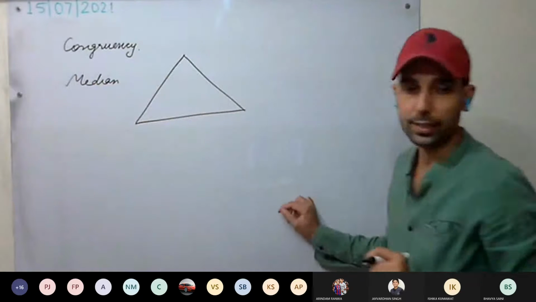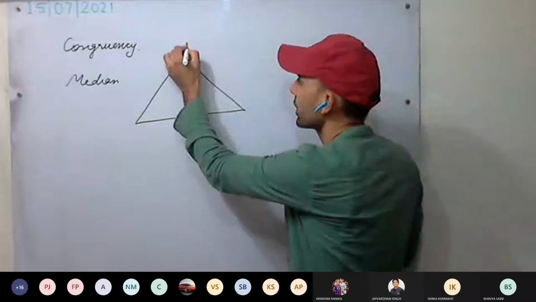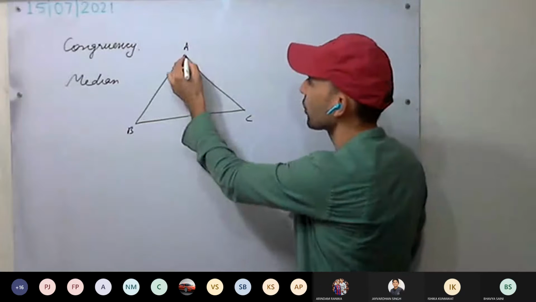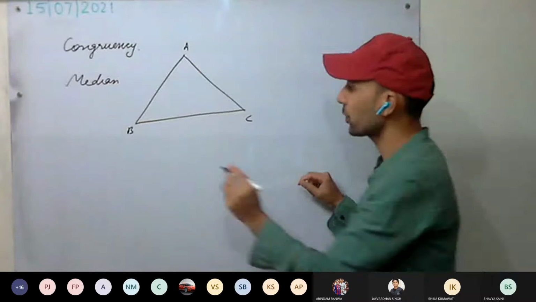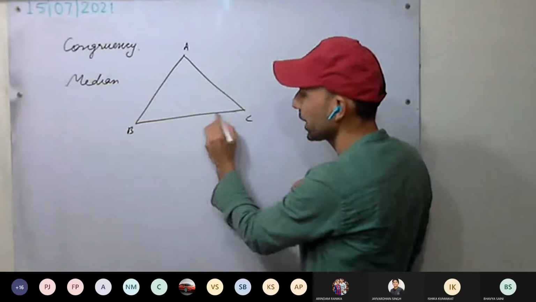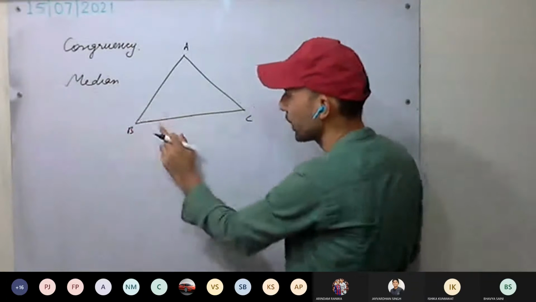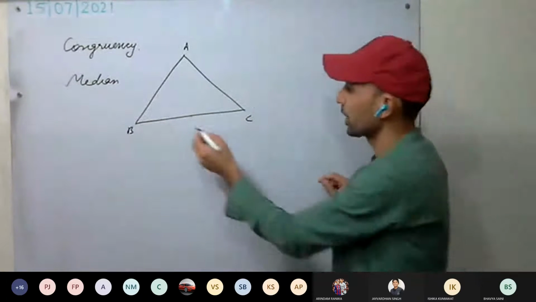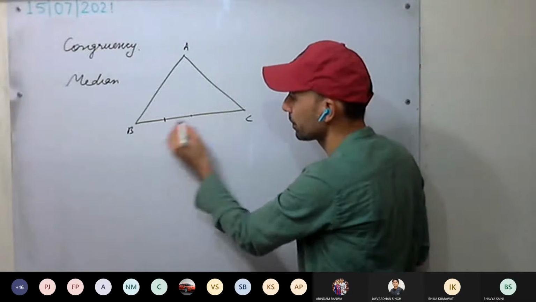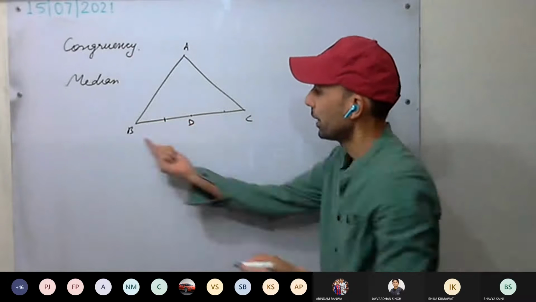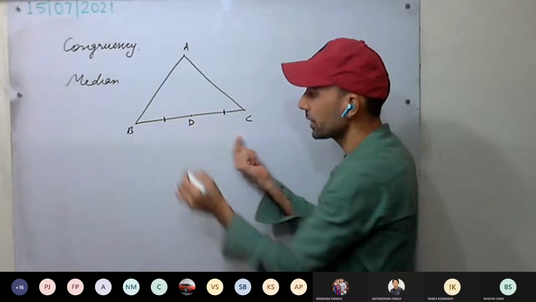For example, we have the triangle ABC. We have to draw a median from this vertex A. How to draw? The opposite side is BC. We have to take the midpoint. Median means the midpoint of the opposite side. So we have taken the midpoint. If we have taken the midpoint, it means BD length is the same as DC. These two lengths are the same.